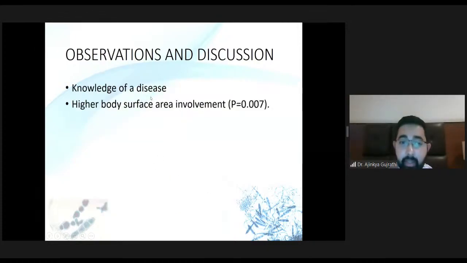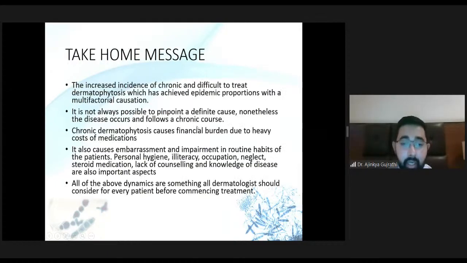Regarding knowledge of disease, we found that the patients who did not have knowledge of the disease had a higher body surface area involvement. So the take-home message here is that in the changing dynamics of disease, factors like personal hygiene, illiteracy, occupation, neglect, steroid medication, lack of knowledge of disease and lack of counseling are something that everyone should consider while treating these cases. Almost every patient has to be counseled as to what he should and should not be doing in order to prevent recurrences and to prevent the disease from becoming recalcitrant. Thank you.